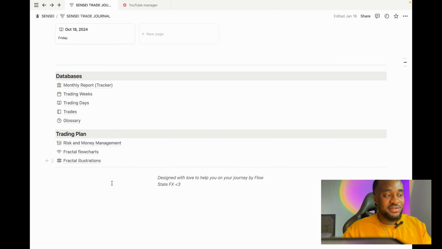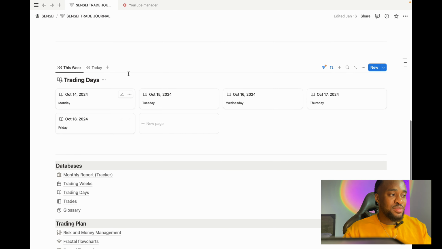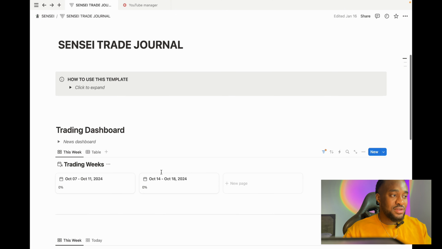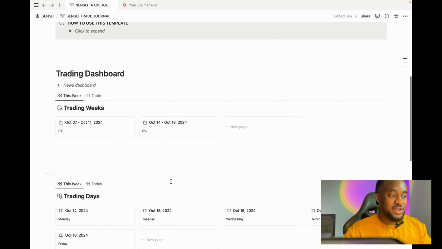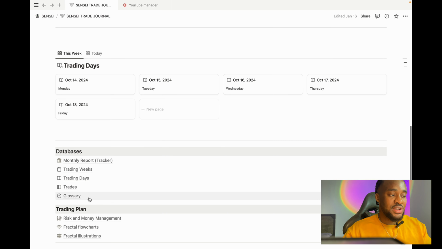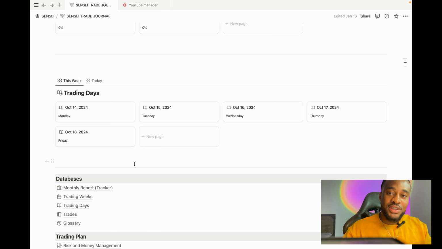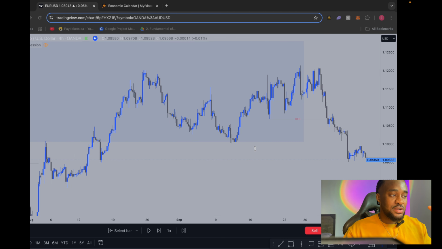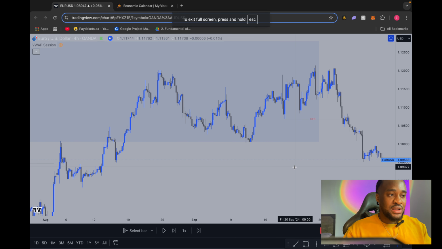So this is me deviating. Everything from here and above is all about the journal and inputting trades, recording, and having a good track record. We're done with showing the layout of this template. Now we're going to move to me actually showing you how I journal my trade from TradingView down into Notion. So let's go.